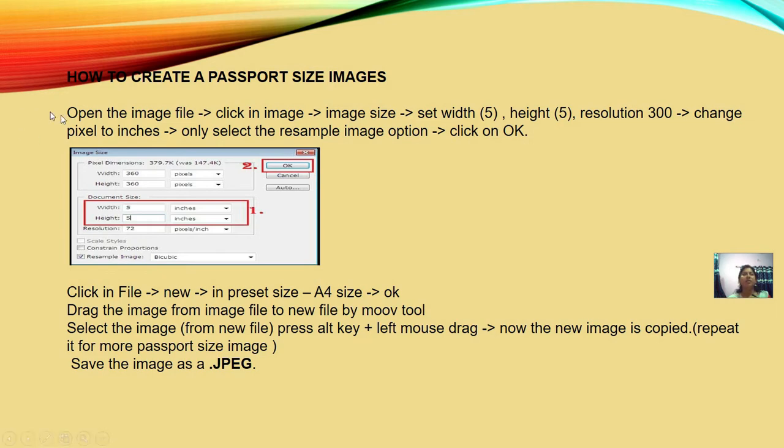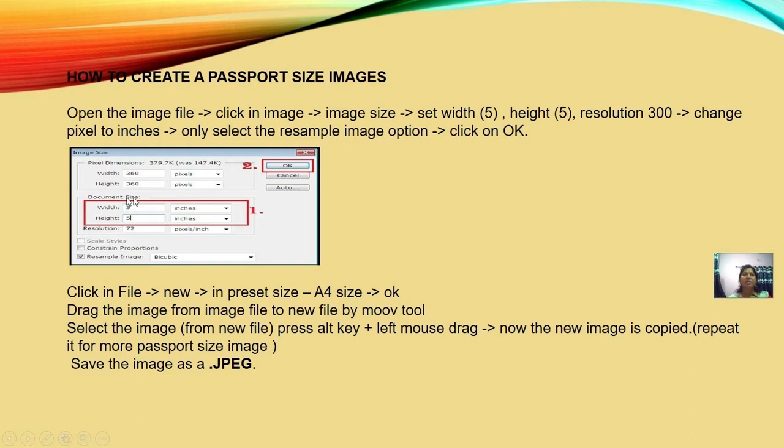First, open the image file, click on Image, Image Size, set the width and height as 5 and the resolution as 300. You can decrease the resolution also, no problem; 200 can be set here. Then change the pixel to inches. Only select the Resample Image option, then click on OK.